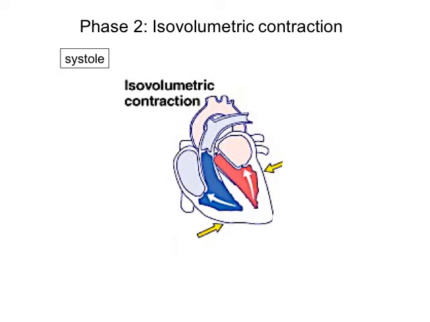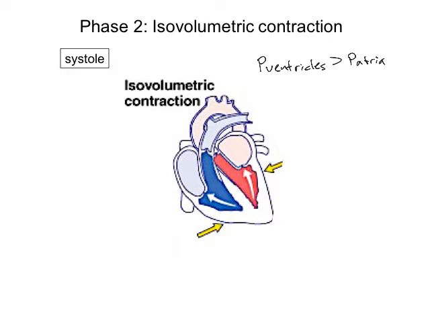In phase 2, the depolarization from the atria has spread into the AV node and then down into the ventricles. That's indicated by the yellow arrows. So the ventricles are depolarizing and contracting and creating an increase in the pressure. This is known as the systole phase when the ventricles are contracting. So the pressure in the ventricles is rising, and at some point it increases above the pressure of the atria.